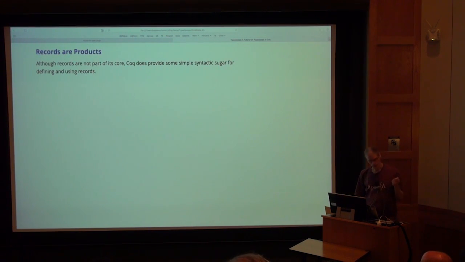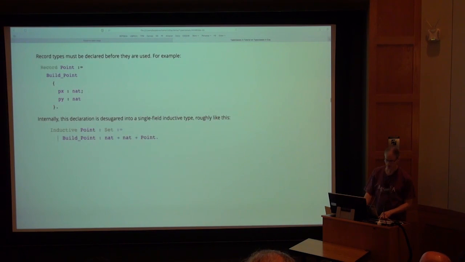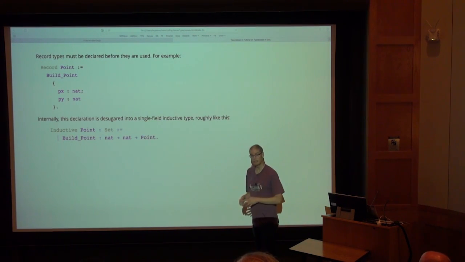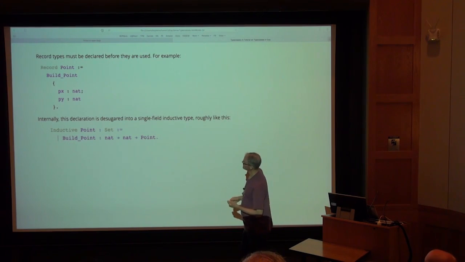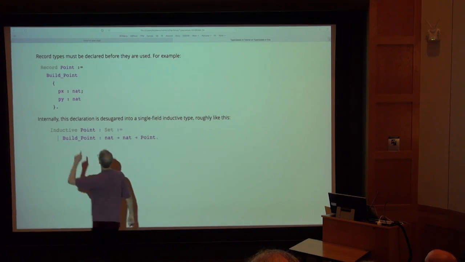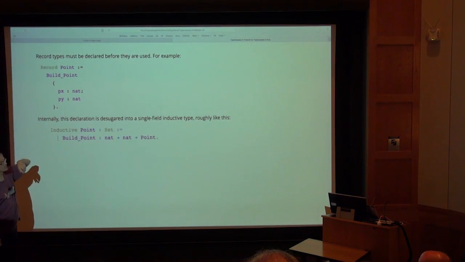Okay, let's lift the hood some more. Records in Coq are actually not built in very deeply. They are pretty lightweight syntactic sugar for products. So here's the convenient syntax for records. We define a record by giving it a name, by giving it a constructor. So this is like Haskell. There's a constructor build point associated with the point record, and you can use it explicitly.